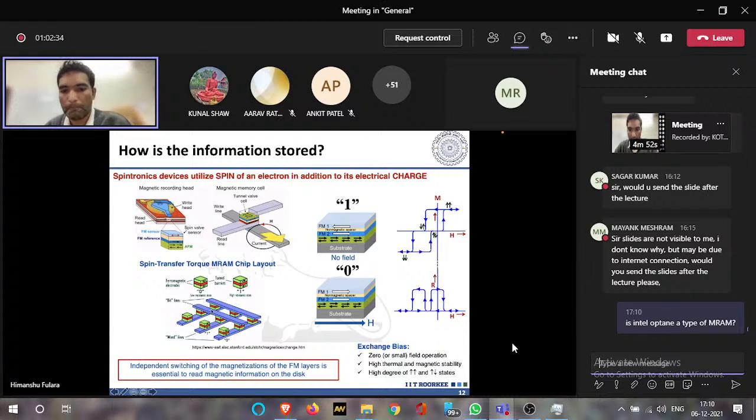Yeah. Actually, I have a doubt here. If the magnetic moment in the ferromagnetic layer is anti-parallel, then we call it 1, and when it is parallel, then 0. Then how did the quantum computer arrive here, that you are using qubits, 3 bits?